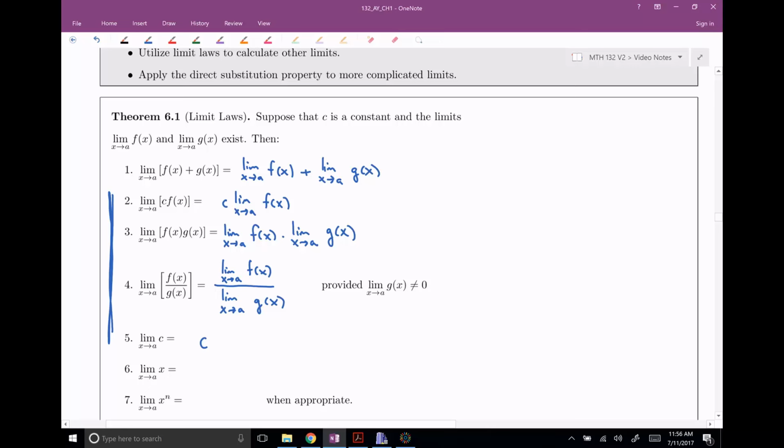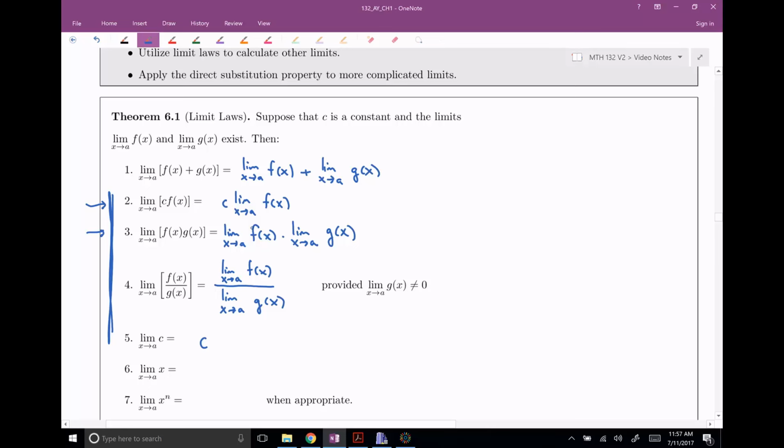All right, and here they are. Number 2 says that if you have constants, you can factor them out of the limits. So the constants are more or less along for the ride: constant times whatever the limit of f of x is as x approaches a. Number 3 says that you can distribute limits across multiplication. You can distribute them across addition up here, number 1, and number 3 says you can distribute them across multiplication as well.